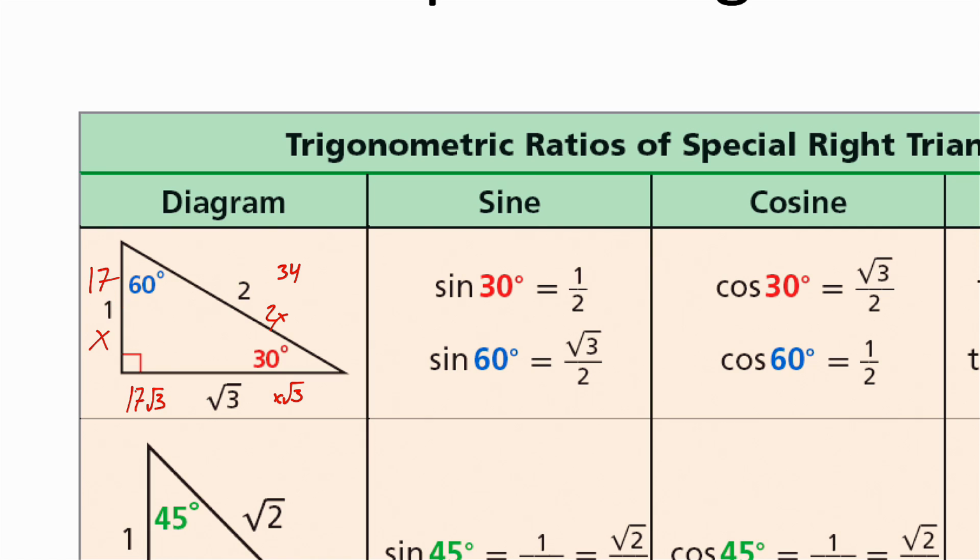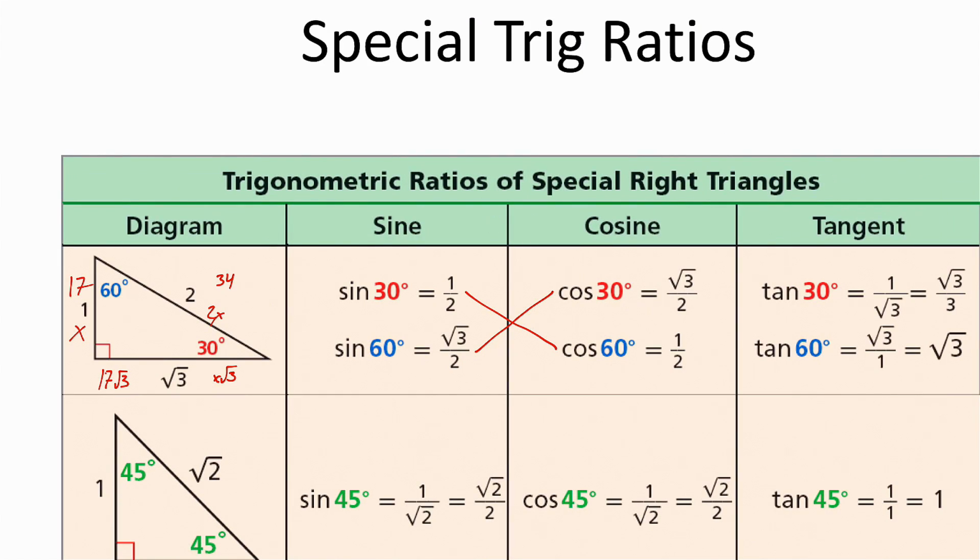Now you'll notice there's already starting to be a pattern here. The sine of one angle is the cosine of the other. And vice versa. The cosine of one is the sine of the other. Very closely related.